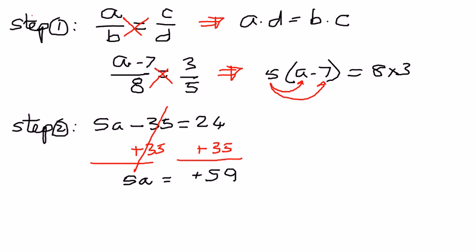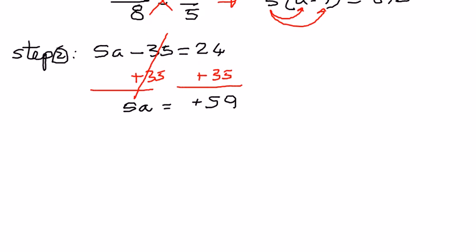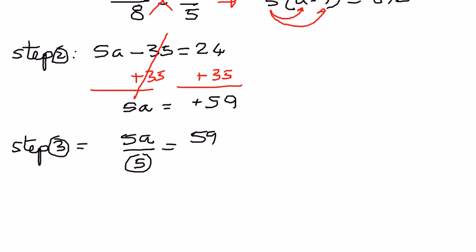And we need to find the value of a. And we'll write that in this next step, step number 3. To find the value of a, or to find the value of 1a, we're going to take 5a divided by 5 is equal to 59 divided by 5. And since when we have the similar numbers in the numerator and in the denominator, we can cancel them out. Therefore, the value of a is going to be equal to 59 over 5.